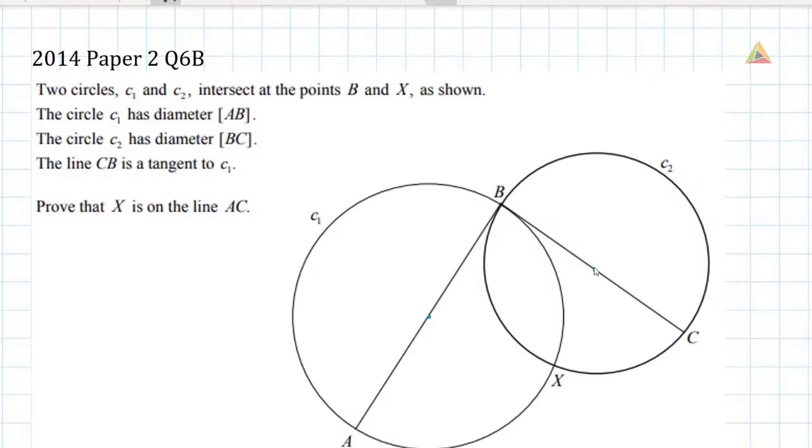And the last thing we need to be given here is the line CB is a tangent to C1. So this line segment here from C to B is going to form a tangent to this first circle C1. And that's important because it's going to give us an angle up there, which we may need to use, our 90-degree angle. So what we're being asked to prove is that X is on the line AC.